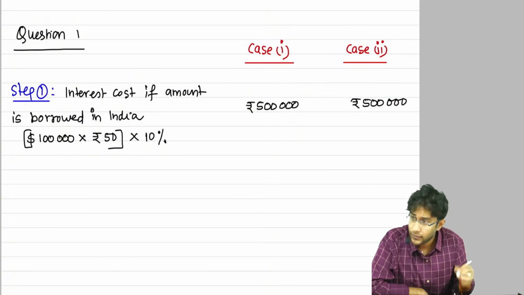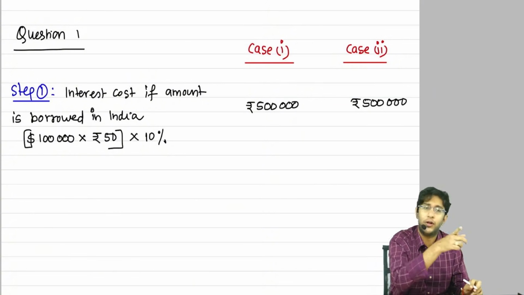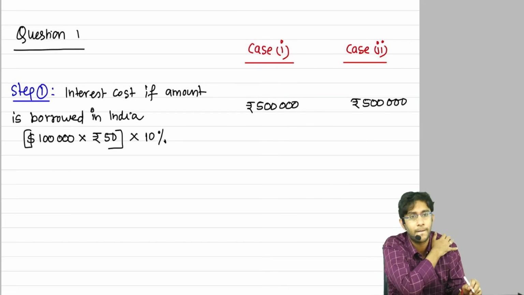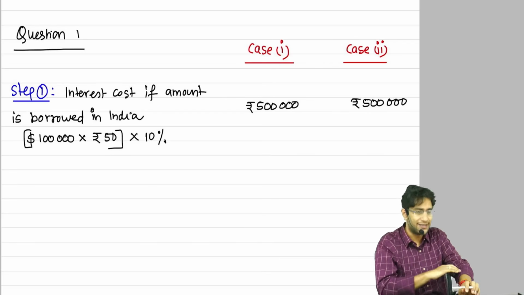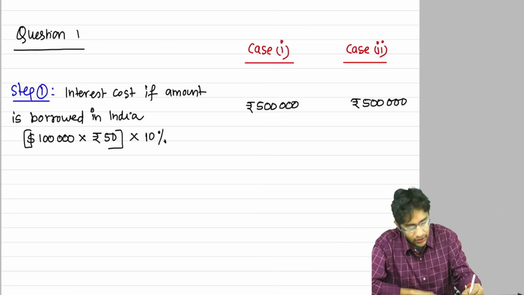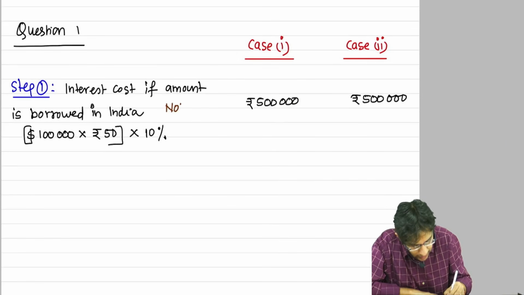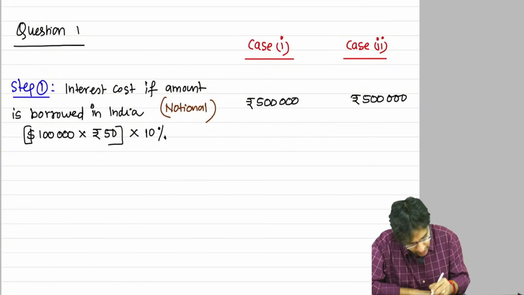Just tell me one thing. If 5 lakh rupees, is it your actual cash flow or notional? Is it reality or notional? Notional. You never borrowed in India, no sir. Just for understanding the split, I am working this out. This is purely a notional amount only. You never borrowed this in India. Step 2.